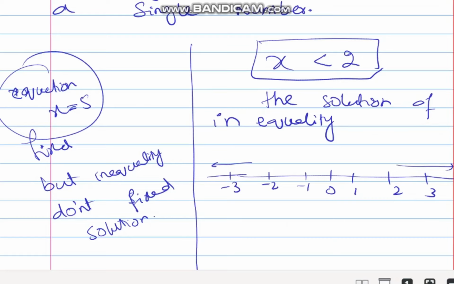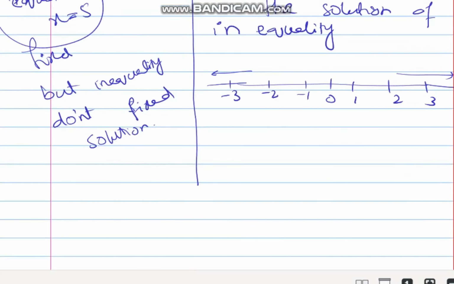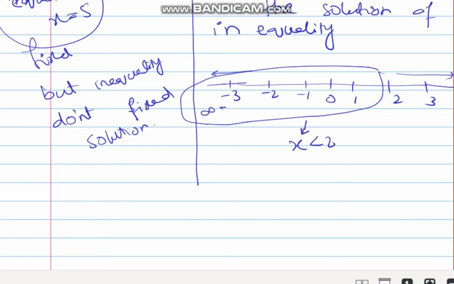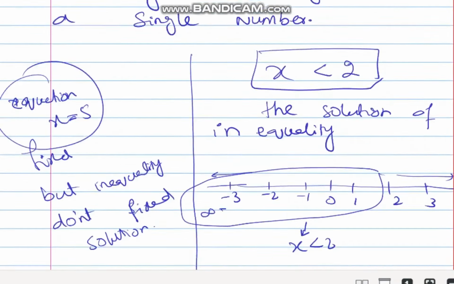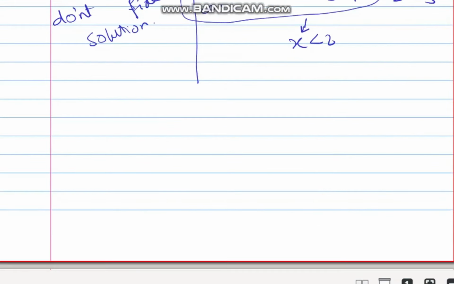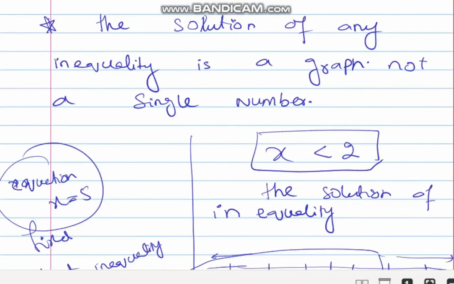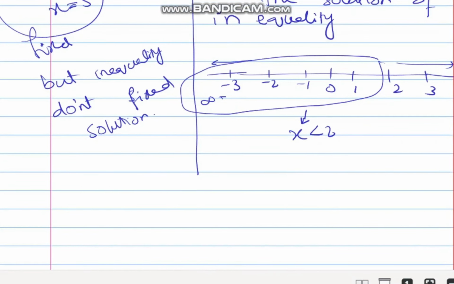Now what is meant by x less than 2? It includes all the numbers here less than 2, towards infinity. This is the meaning of x less than 2. All the numbers which are less than 2 are included in this solution. So basically, an inequality solution always has a graph. It does not have any single solution.